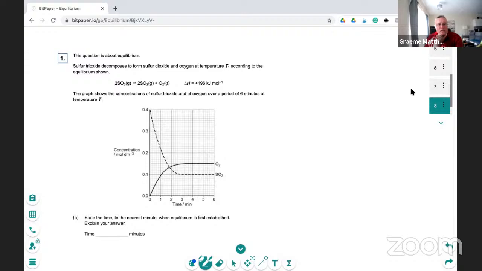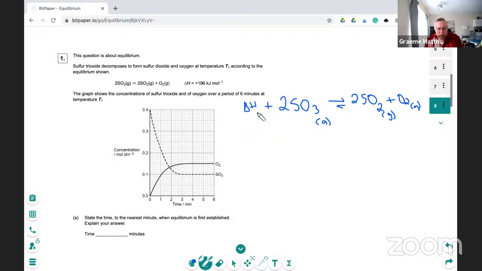Sulfur trioxide decomposes to form sulfur dioxide and oxygen at temperature T1 according to the equilibrium shown. Right. And so I'm going to doodle this one over here so that we can have a good look at it. So we think in a homogeneous system, typical A level, dynamic equilibrium, they always are. Closed system means a sealed vessel, like this. And they're saying that it's endothermic, so I'm just going to put my enthalpy on this side here. All right, then.